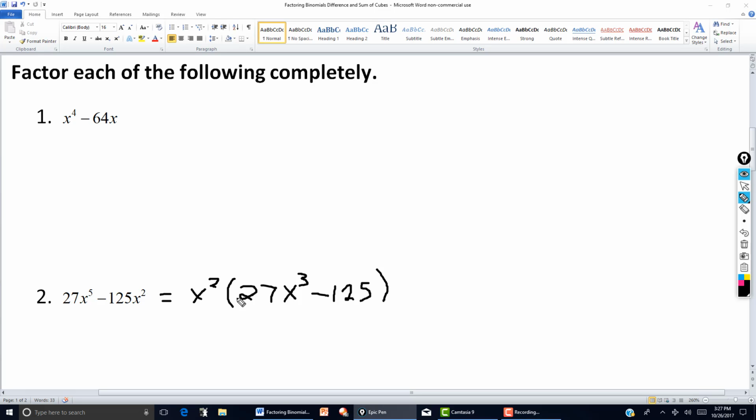Okay, so again, if I multiply through, I get the same thing I started off with. And then you, again, examine the result to see if you can continue the factoring. Okay, in the parentheses, I have a difference of two cubes. 27x to the third is a cube, and 125 is a cube. It's 5 to the third, it's 125. 3x to the third is 27x to the third. So I can continue factorization.